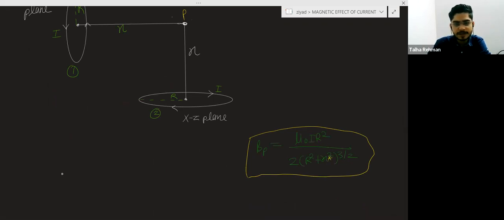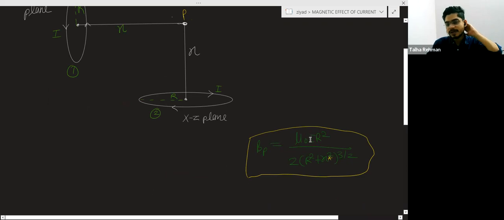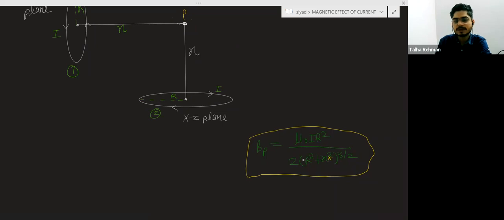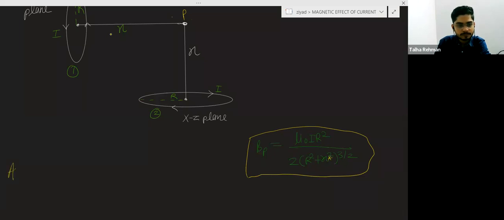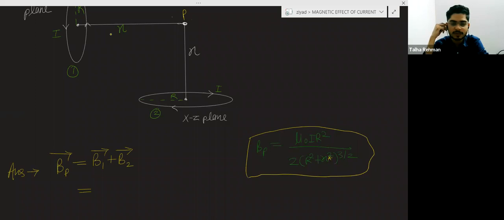Magnetic field at any point on the axis of the current carrying coil is given by mu 0 I R square divided by 2 times of (R square plus X square) to the power 3 by 2. So magnetic field at point P is equal to the magnetic field due to coil 1 at point P plus the magnetic field at point P due to coil number 2. For coil number 1, we will use this formula, and for coil number 2, we will use the same formula.